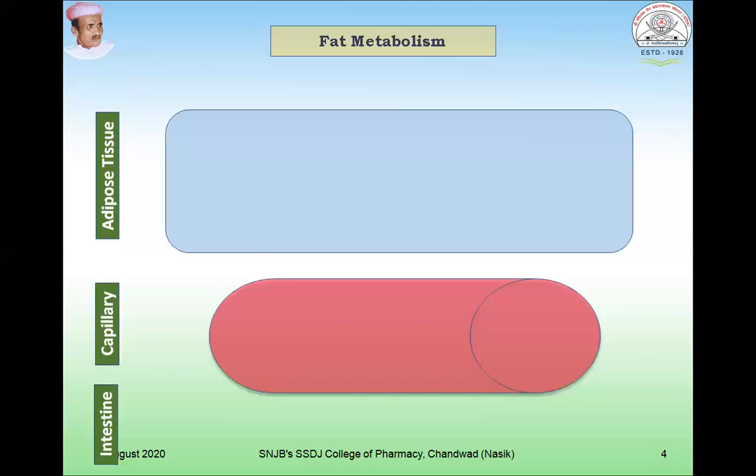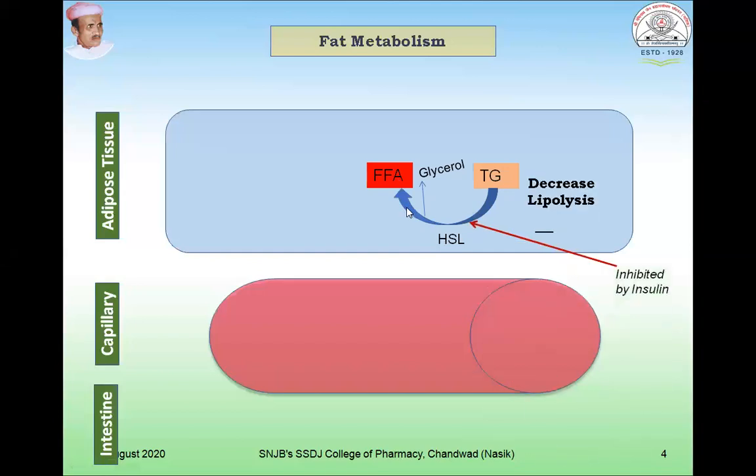So what happens in adipose tissue? The hormone sensitive lipases, as shown here, can break down the triglyceride into glycerol and free fatty acid. Thus insulin inhibits this lipolysis, decreases lipolysis, and thereby decreases the release of stored free fatty acids and decreases plasma free fatty acid, decreases the formation of keto acids.